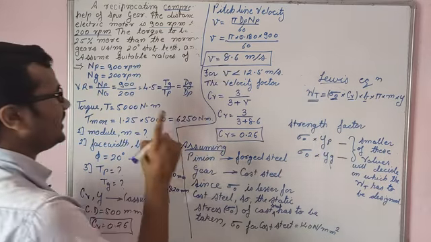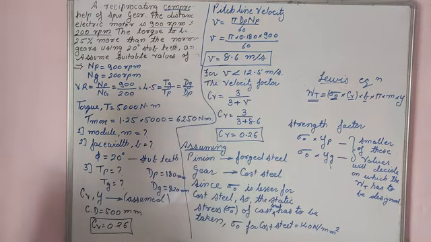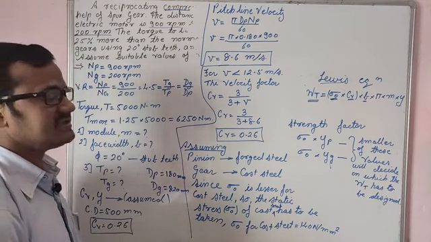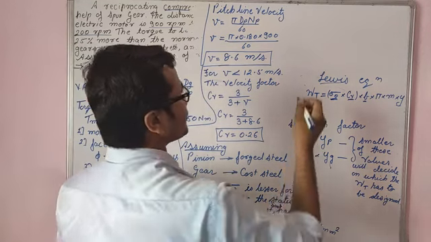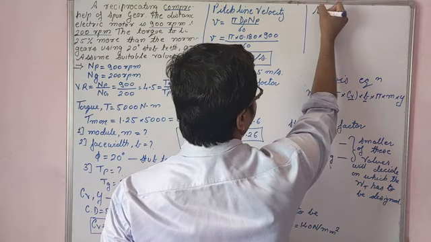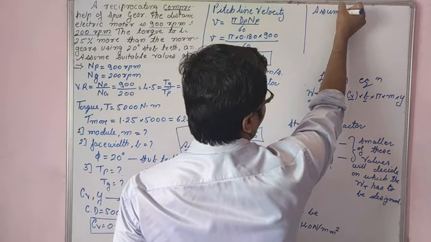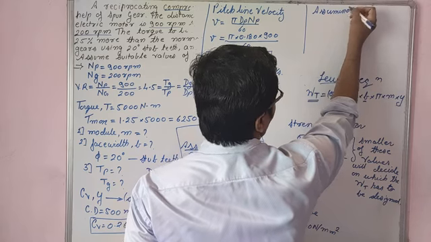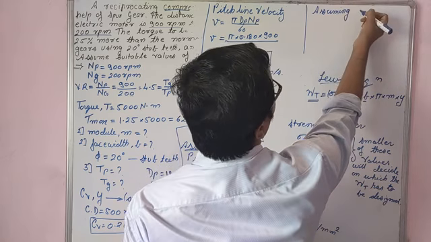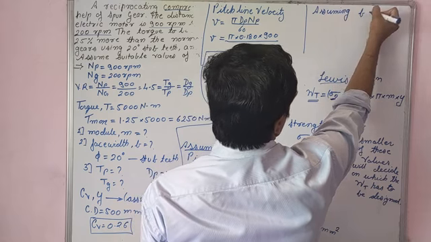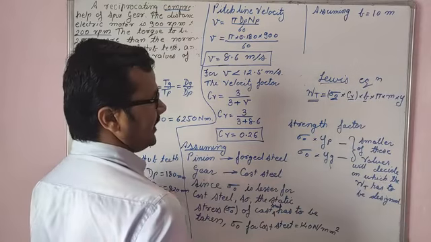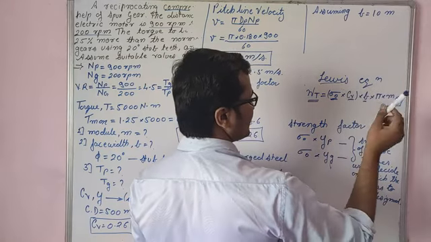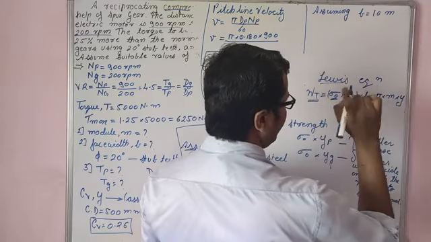Now regarding B, the problem is not stating anything about what B is or how much B is, but we have to assume something, right? So what we are assuming is the face width B is 10 times the module, right? So we can substitute B in terms of module, pi, m and y.